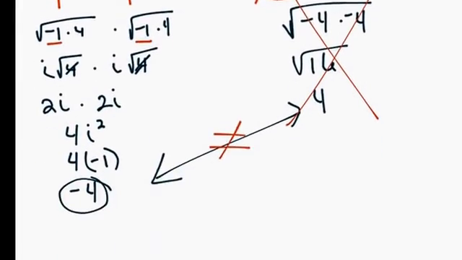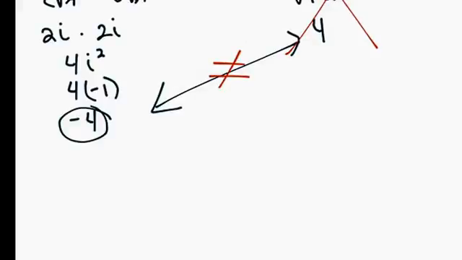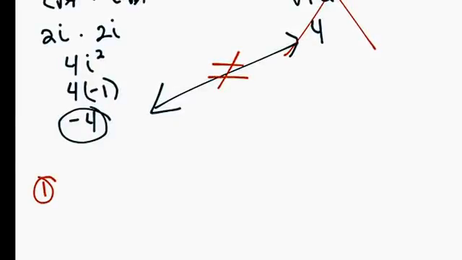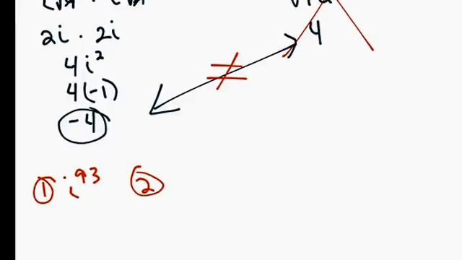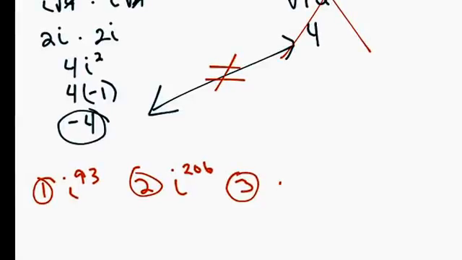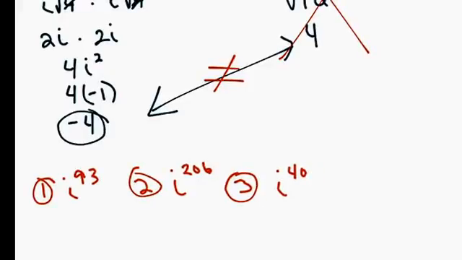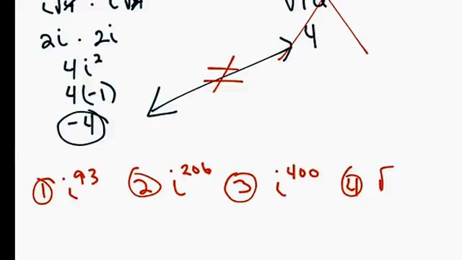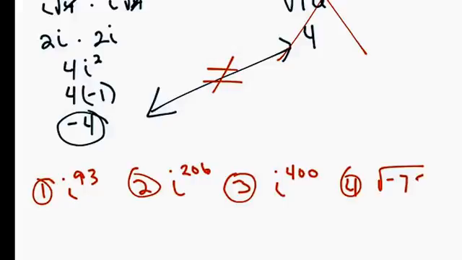Your homework, for those of you in my class: find the value of i to the 93rd. Find the value of i to the 206. Find the value of i to the 400. That is a 0. And last but not least, a little review for yourself: find the value of the square root of negative 75. All right. Enjoy.